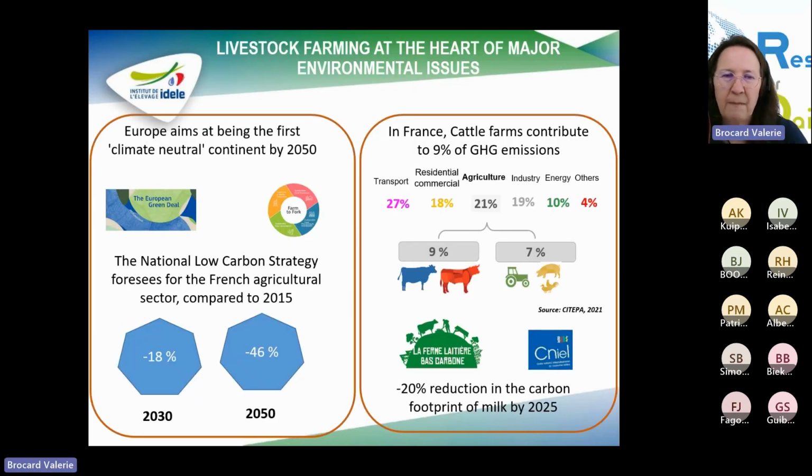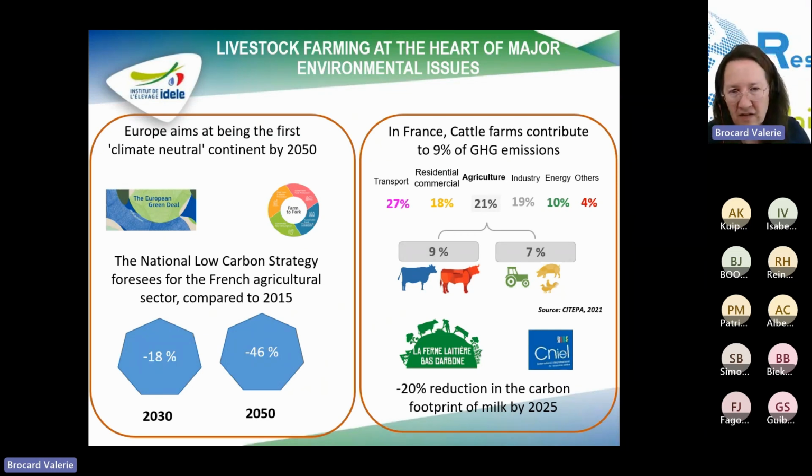So first, what are the targets of the national program in terms of carbon footprint? As you know, livestock farming is at the heart of major environmental issues in Europe and of course in all the partner countries. Europe aims at being the first climate neutral continent by 2050. For this, the EU Commission has developed the European Green Deal program and the Farm to Fork strategy to decrease some of the environmental negative impact of agriculture.